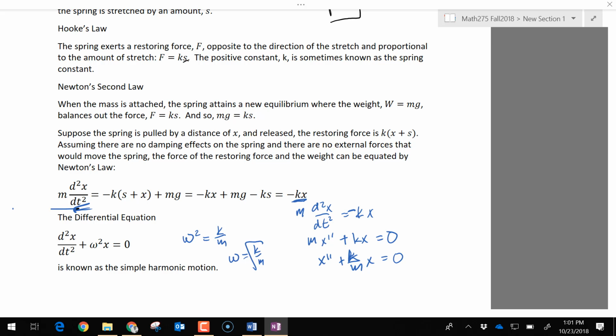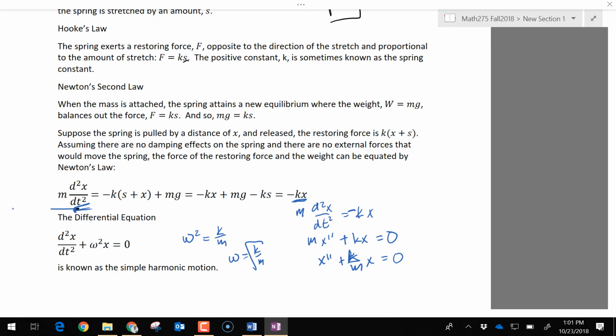So this is assuming that there's no damping. In real life, there would be damping because of the air resistance and stuff like that, and the spring would eventually stop oscillating. But assuming that there's none of that issue, then it's going to go on forever. That's your simple harmonic motion.